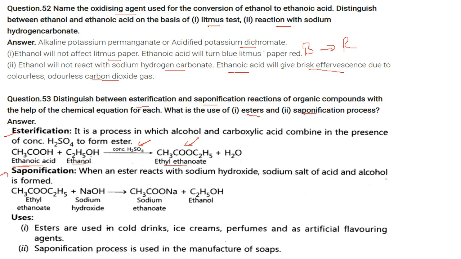Saponification: when the ester ethyl ethanoate reacts with sodium hydroxide, sodium salt of the acid and alcohol will be formed. What are the uses? Esters are used in cold drinks, ice creams, perfumes, and as an artificial flavoring agent, while the saponification process is used for the manufacture of soaps.